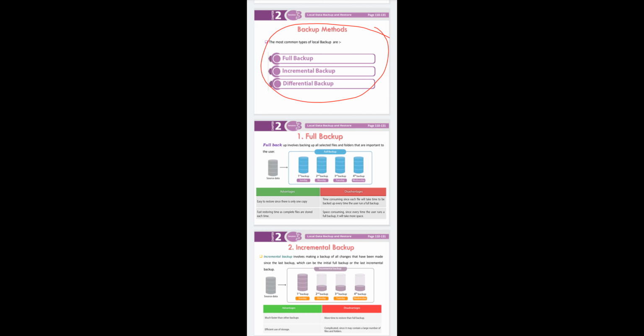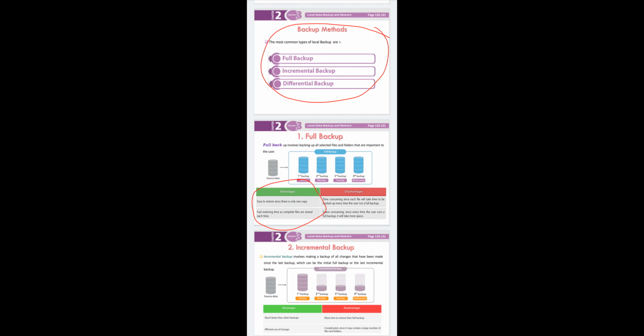Let me discuss now what the problems are. First, here you can see advantages. What are the advantages of full backup? Easy to restore since there is only one copy. Fast restoring time as complete files are stored each time. See here, it is easy. You don't have to search what is important and what is not.